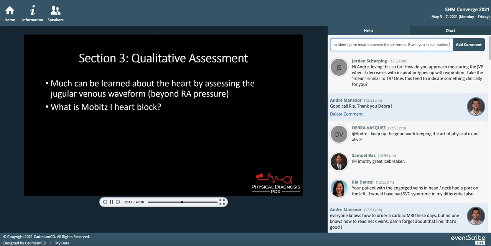What is Mobitz 1 heart block? I think most of us would answer this question electrocardiographically. We would define it as PR prolongation leading up to dropped QRS complexes on an EKG.